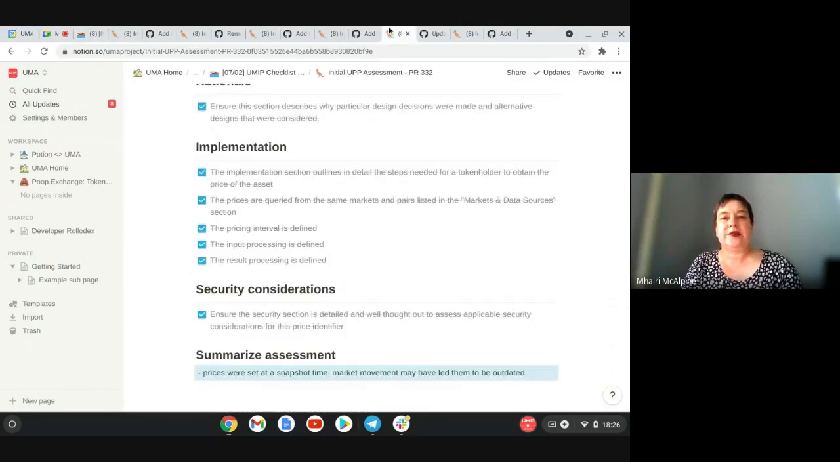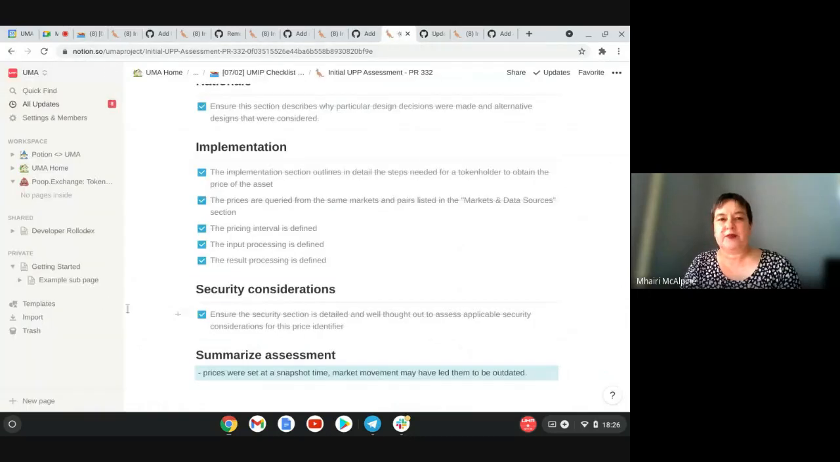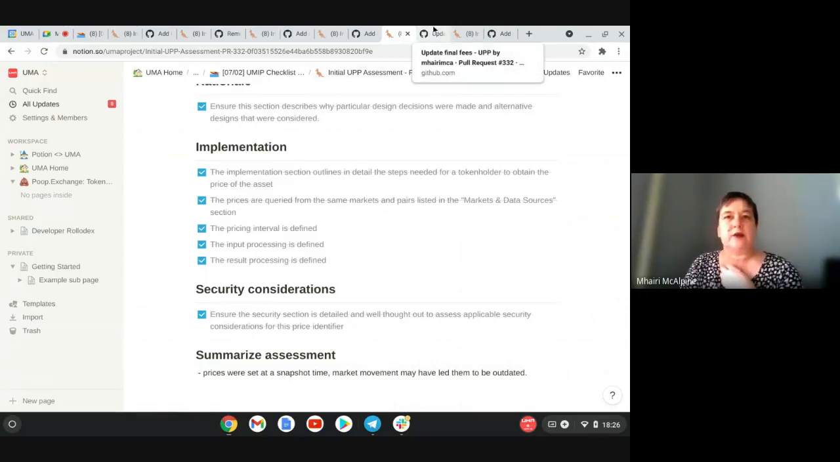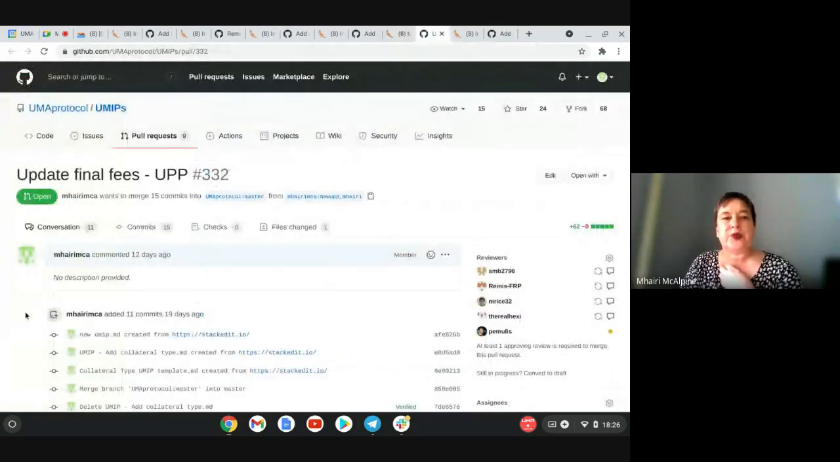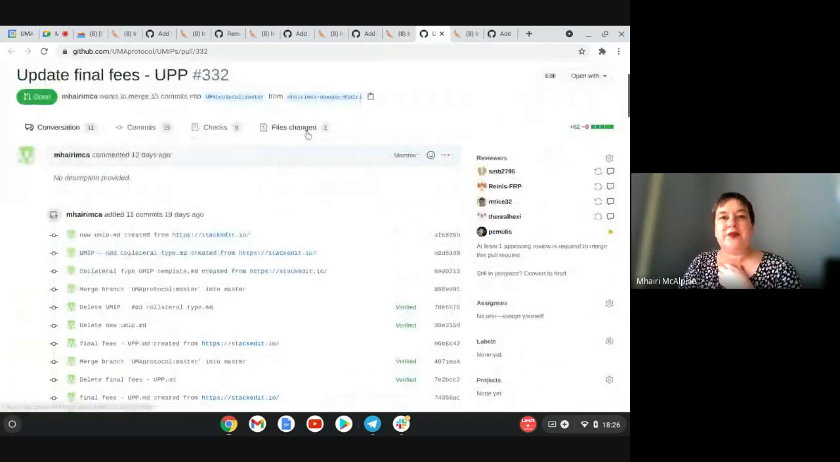Now the next one was updating the final fees. Now these were set at a particular snapshot time. Market movement might well have caused them to be outdated. I haven't checked since. However, the market's been moving upwards, so it's unlikely that they've gone below 300. There were some comments that I updated about an hour ago where some were just a bit out of kilter. Any further comments on this one?